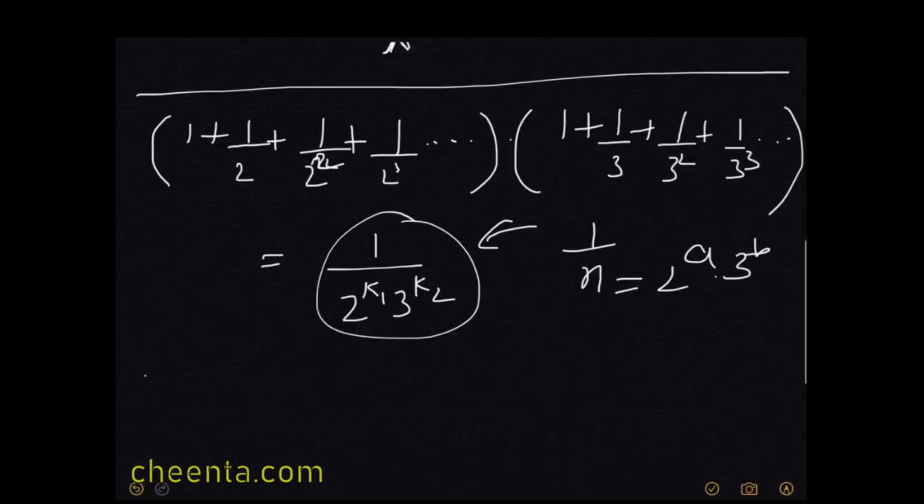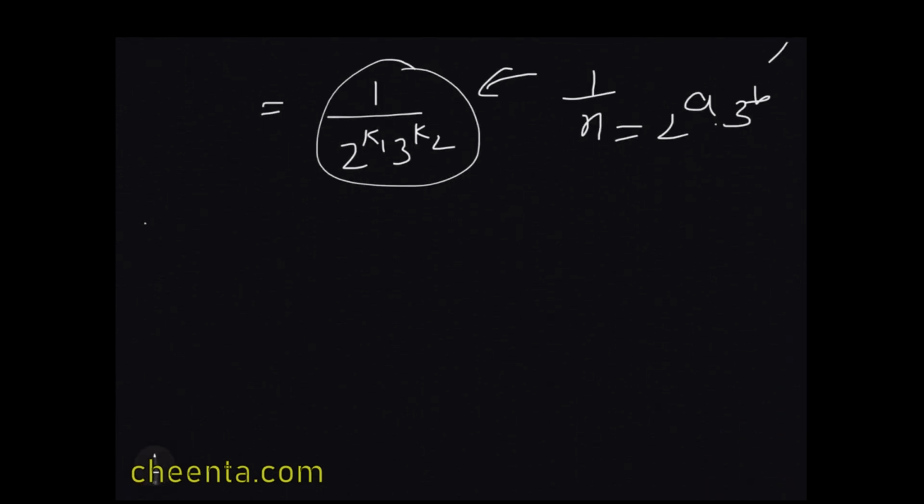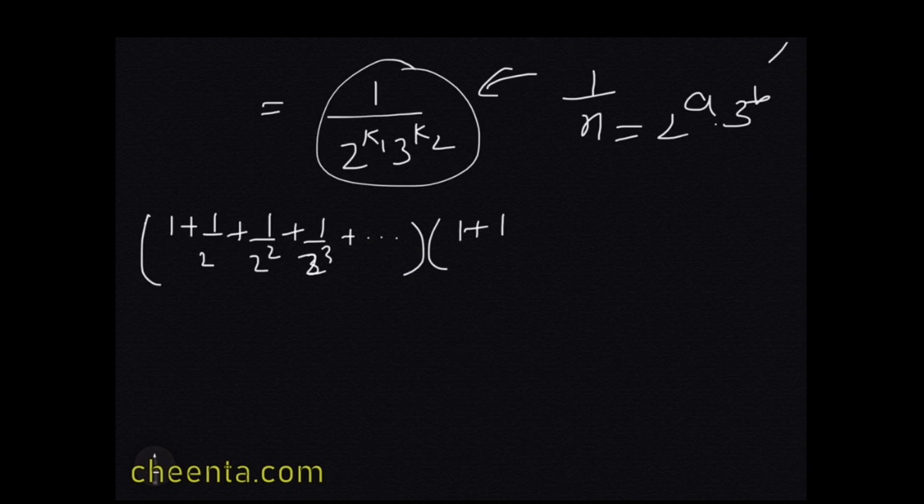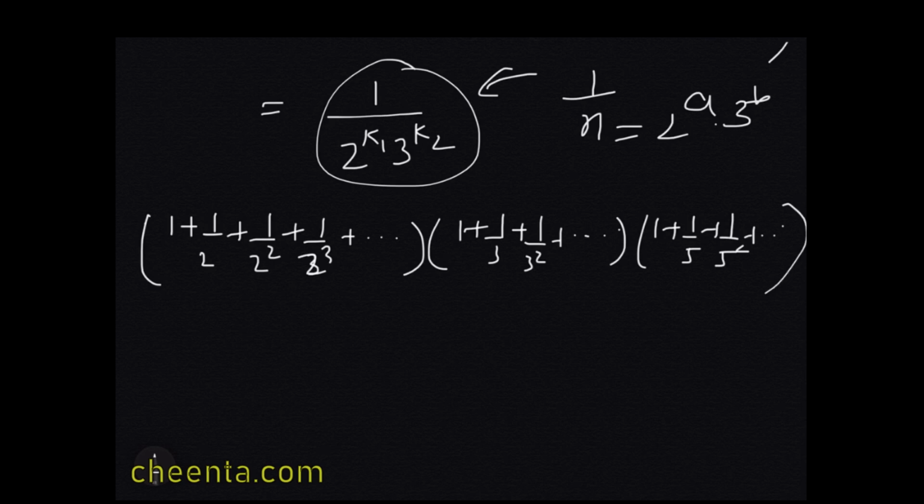Similarly, if I also want every number of the form 2 powers, 3 powers and 5 powers, I will multiply by that also. So 1 plus 1 by 2 plus 1 by 2 square plus 1 by 2 cube, times 1 plus 1 by 3 plus 1 by 3 square plus 1 by 3 cube, times 1 plus 1 by 5 plus 1 by 5 square. So this includes every number of the form 1 by 2 power something, 3 power something, 5 power something.